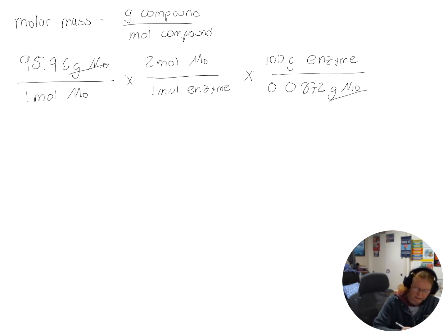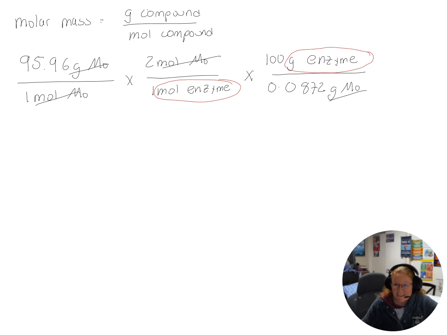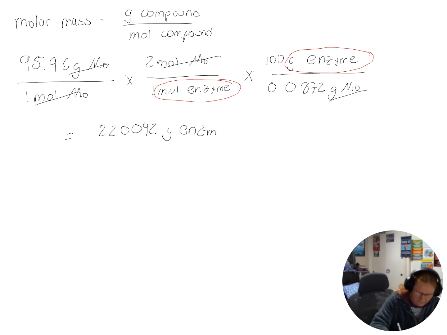Okay, let's make sure we did this correct. Grams of molybdenum cancel out. Moles of molybdenum cancel out. So let's take a look. I need grams of my enzyme over moles of my enzyme. So here I have grams of enzyme over moles of enzyme. Did we do okay? If we do the math on this, are we going to get grams per mole of our enzyme? Yeah. So when we plug this in, we're going to get 220,092 grams of enzyme over every mole.